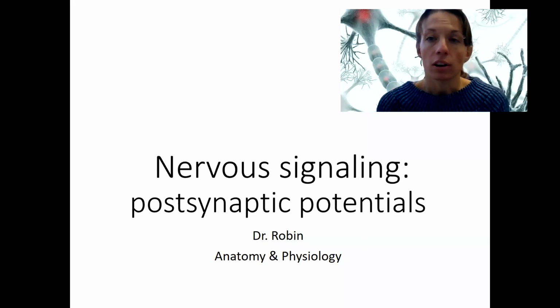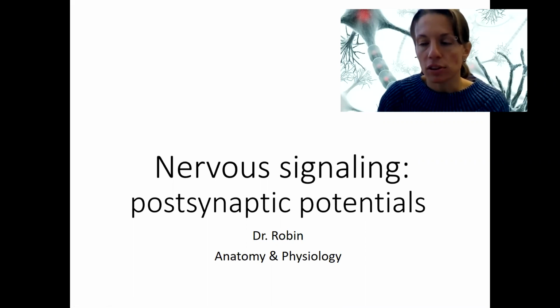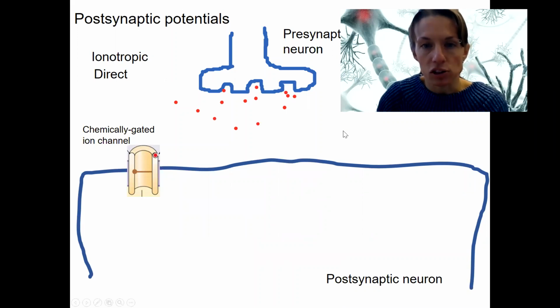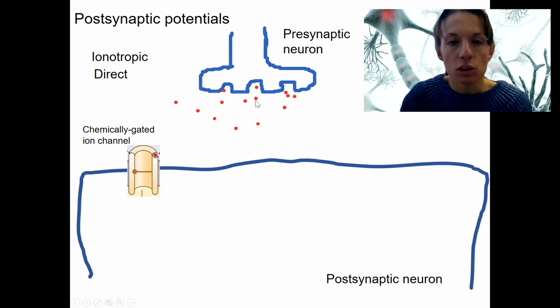Postsynaptic potentials are changes in membrane potential in the postsynaptic neuron. So one neuron talking to the other is going to change membrane potential, which is going to cause that signal to be transmitted from one cell to the next. Let's go back to this picture that I drew in the previous lecture, where we have a presynaptic neuron releasing neurotransmitter chemical messengers into the synaptic cleft, where a postsynaptic neuron is going to be able to receive those signals. We're going to focus right now only on ionotropic receptors, that direct effect, just to simplify things.